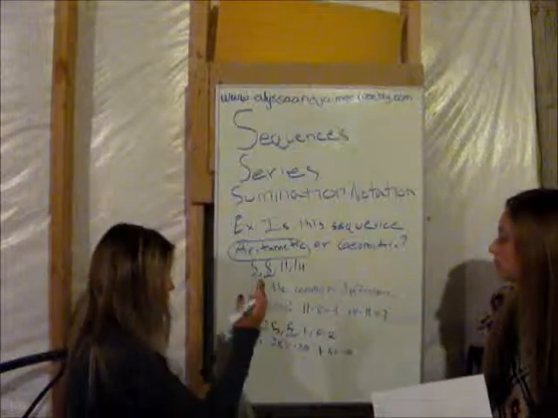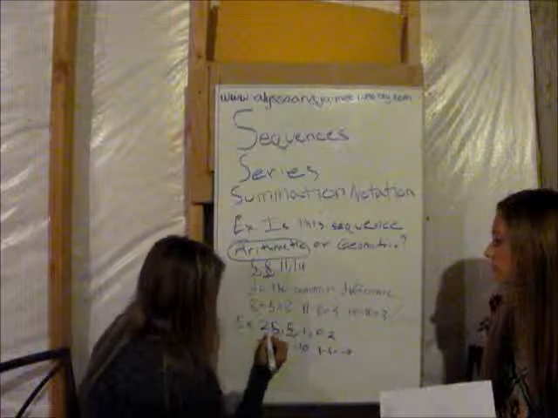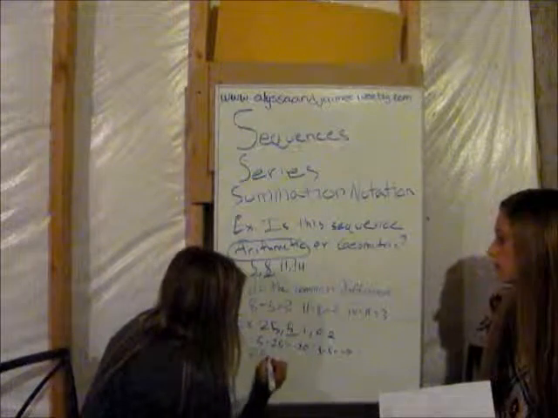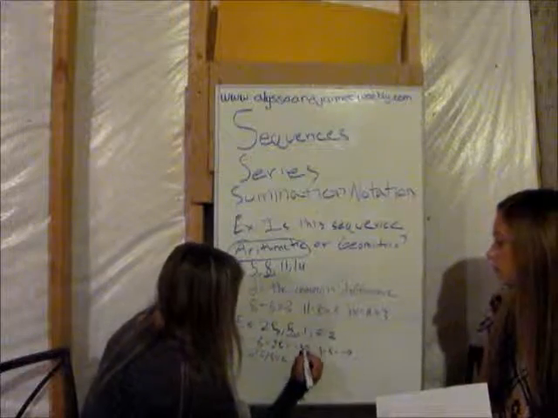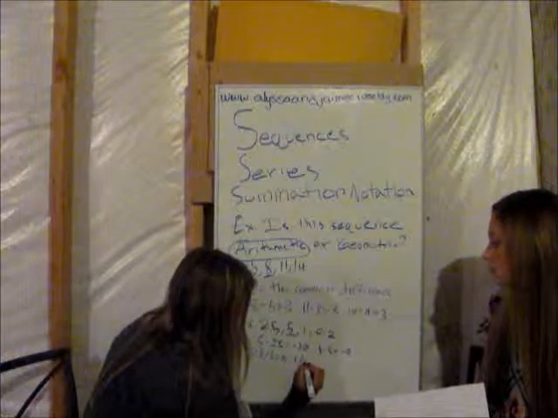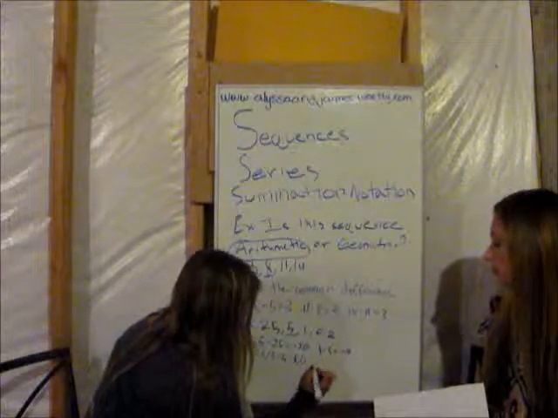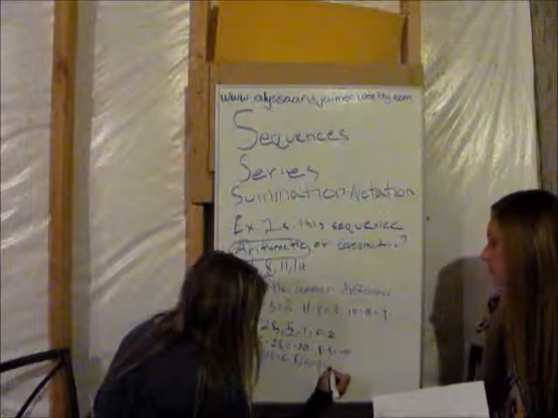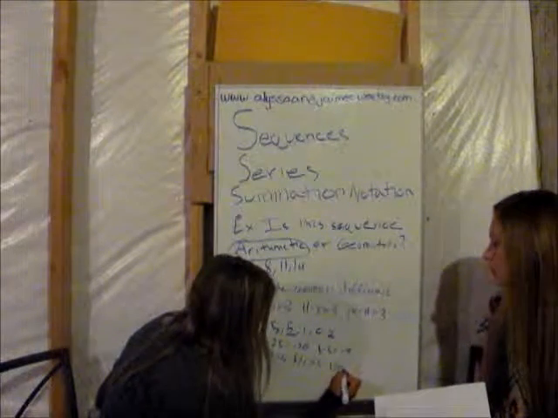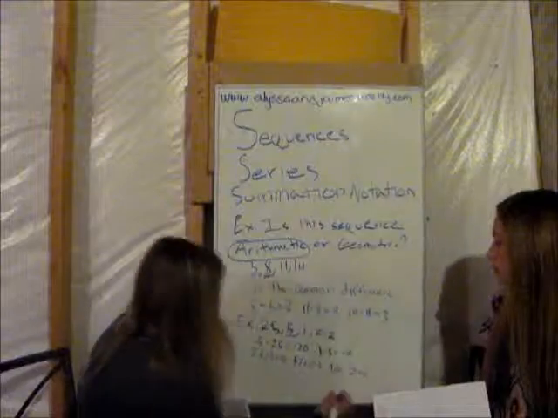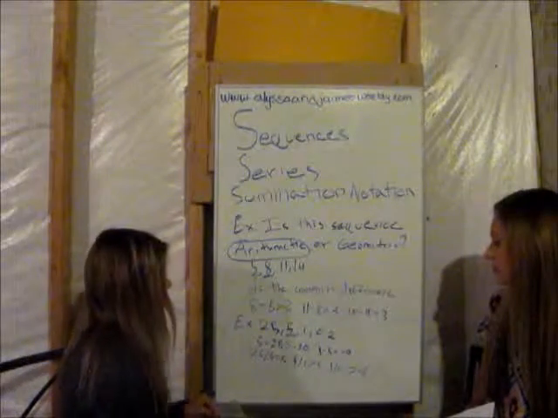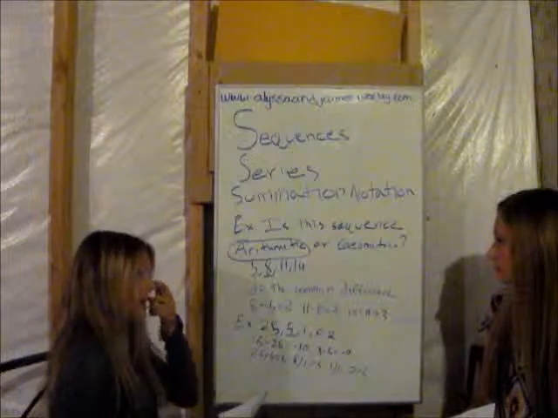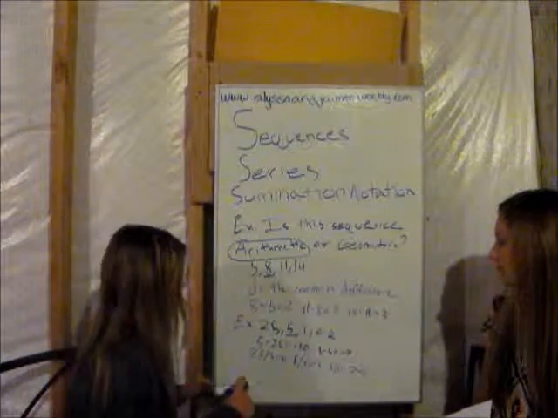So you try to see if it's geometric. You take the first one and divide it by the second one. That equals 5. You take the next one, divide it by the next one, and that equals 5, and then 1 divided by 0.2 equals 5. Since all these are the same, you know that is the common ratio. And since you found it by dividing, it is geometric.